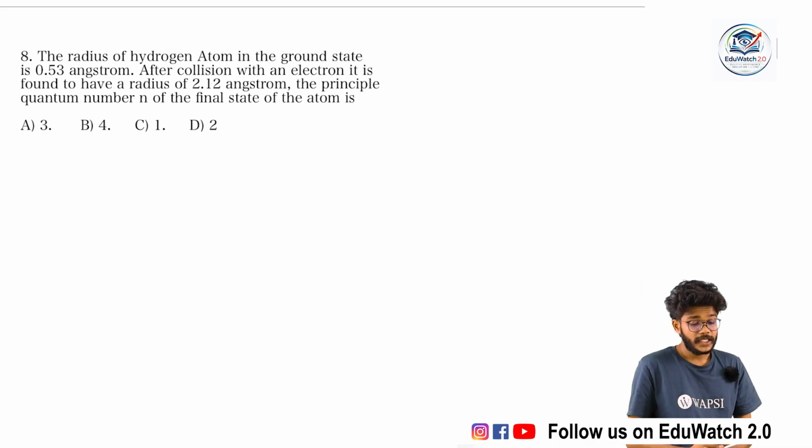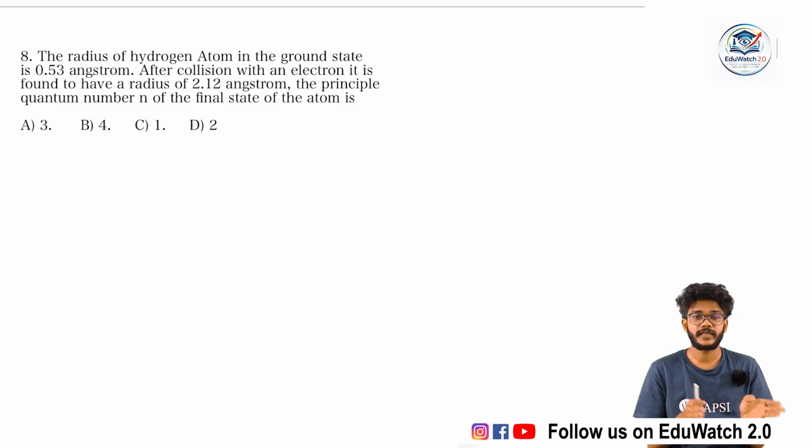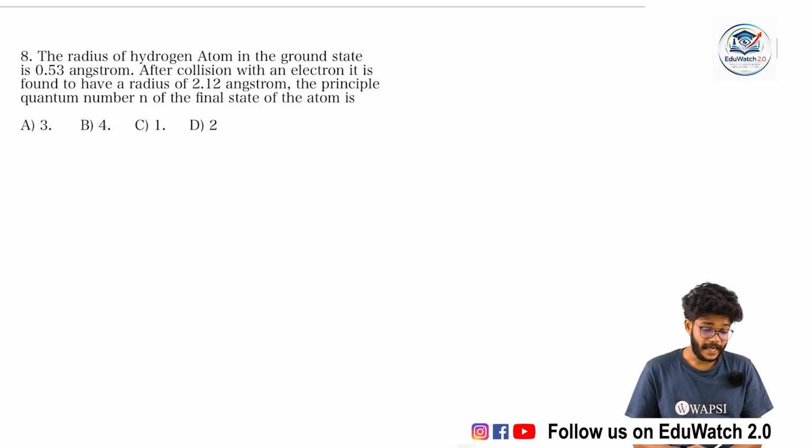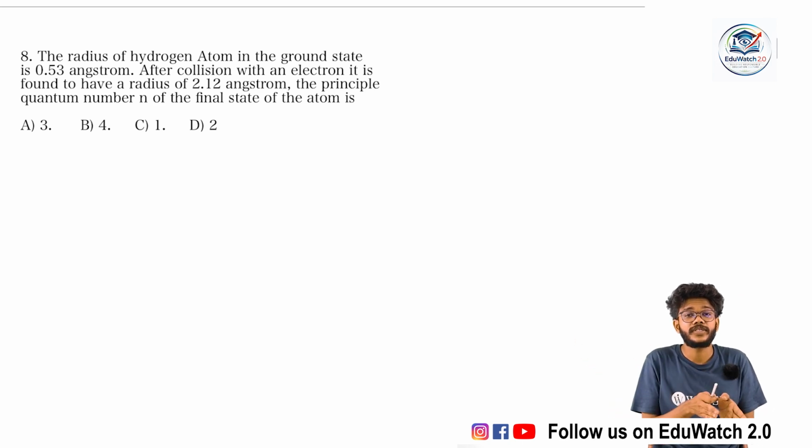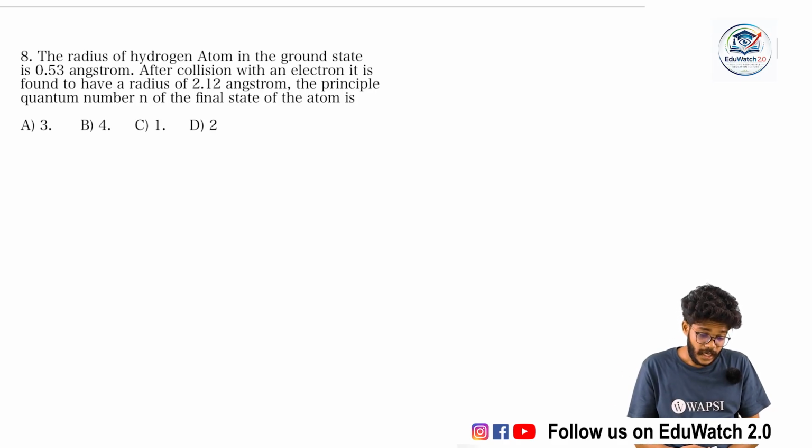Okay, the radius of hydrogen atom in the ground state is 0.53 angstrom. After collision with an electron, it is found to have a larger radius. That means the radius increases, so the electron gets energy by colliding with an electron. Its radius is now 2.12 angstrom.